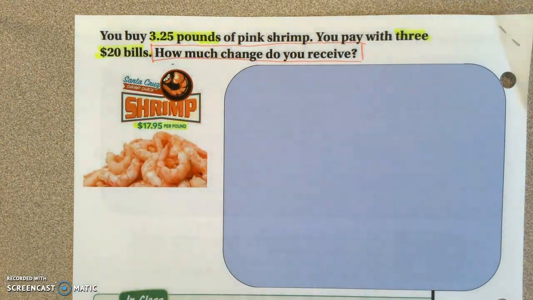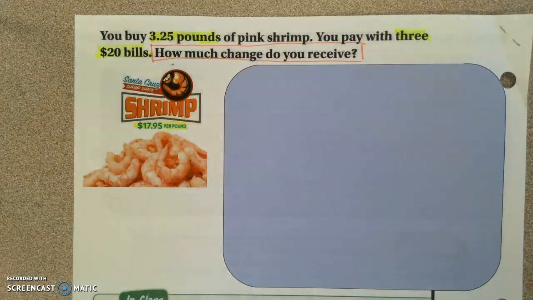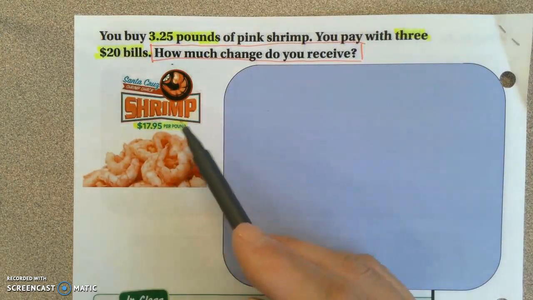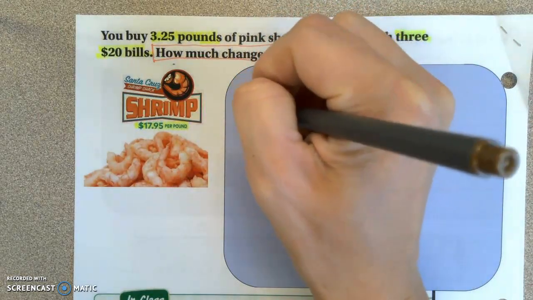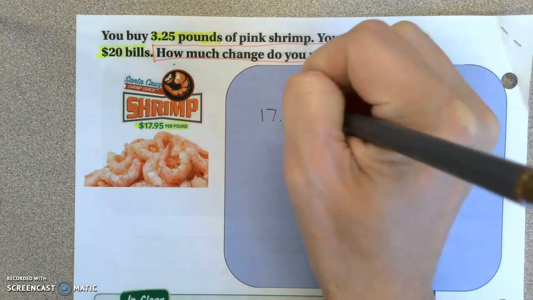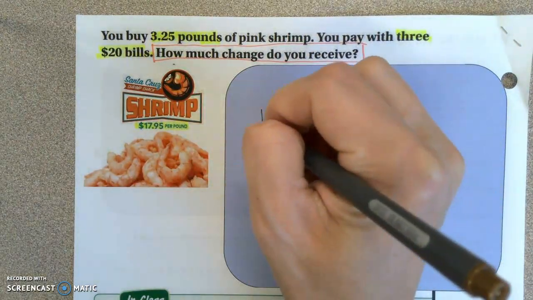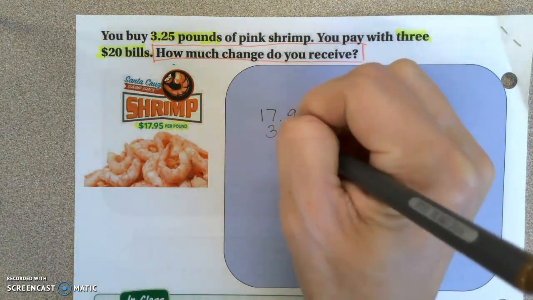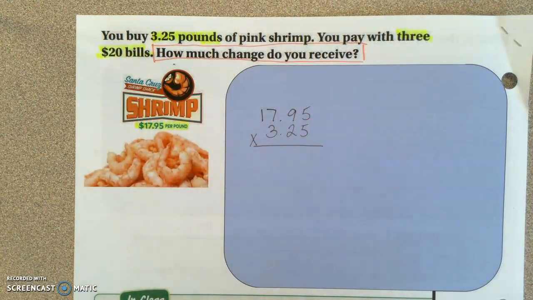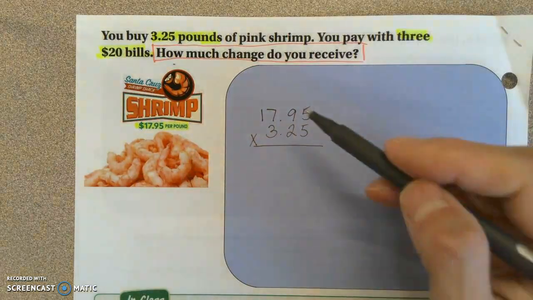Okay, so the first thing we need to do is figure out how much the shrimp costs. Okay, so if I bought 3.25 pounds at $17.95 per pound, I'm going to take $17.95 and multiply that by 3 and 25 hundredths. So again, we're going to have lots of digits to keep in line here. If you need to use notebook paper, that's fine.